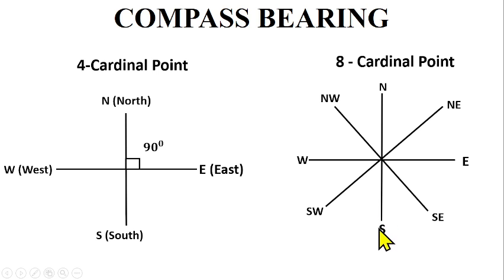And if I move from the south to the west, I have southwest as well. So this one gives us 8 cardinal points. 1, 2, 3, 4, 5, 6, 7, 8. So 8 cardinal points here.